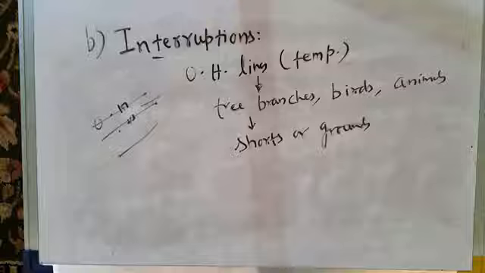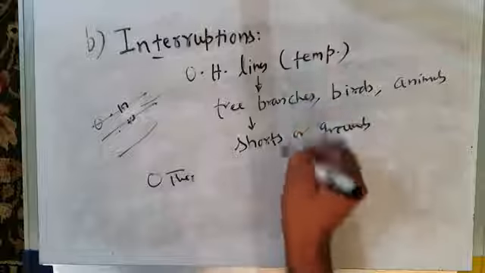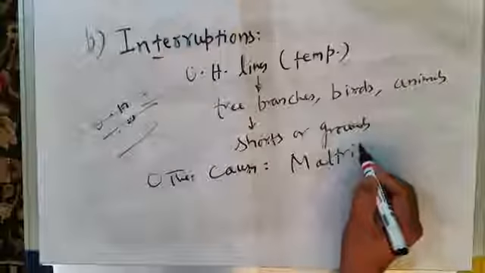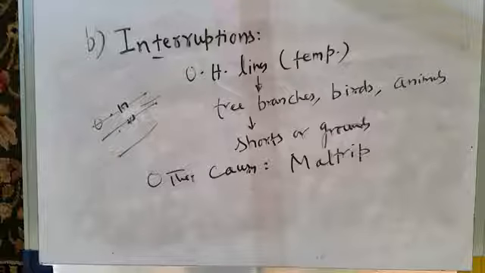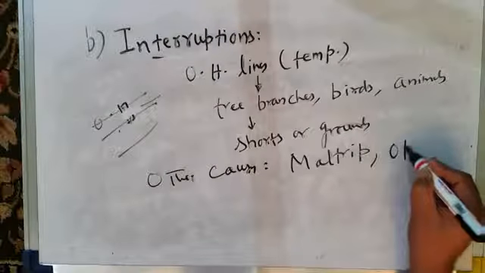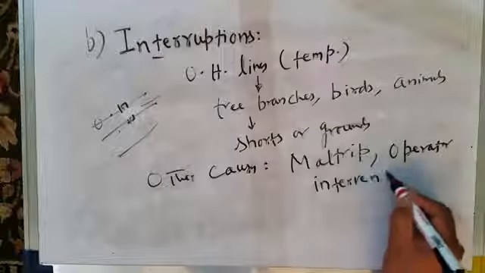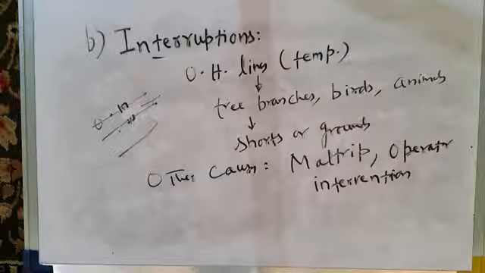Now, other causes of interruptions. So these are natural causes. Other causes may be maltrip of relay. Maltrip of relay means the relay is tripping without a fault, because the relay is not operating properly. There is some problem with the relay. That's called maltrip. Or it may be due to operator intervention. The operator at the substation may close the switch or trip the line, and that will result in interruption.